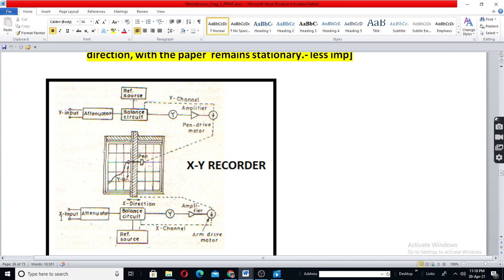The x input moves this horizontal frame in the x direction. To this frame, the pen is attached. And this y input moves this frame or pen in the y direction. So this is a balance circuit, meaning all these things actually give the required value of the input or measurement.